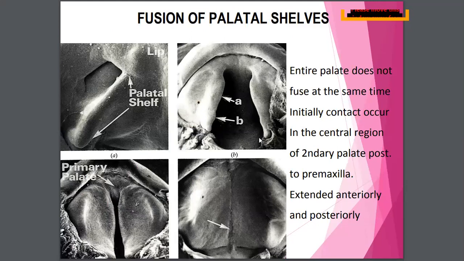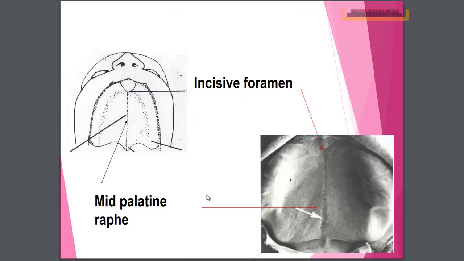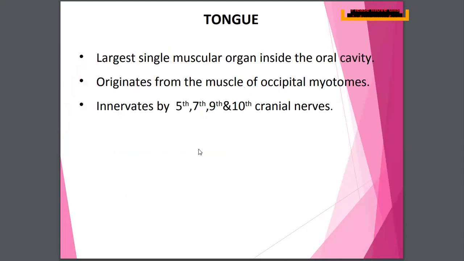Okay, then again you can see different electron microscopic pictures I kept. So these are the palatine shelves which are growing towards each other, finally fusing in the midline. So this is the premaxillar primary palate area. This area is soft palate which is behind. This is the intermaxillary suture you are finding. Intermaxillary suture, palatomaxillary suture, and this is the incisive foramen.